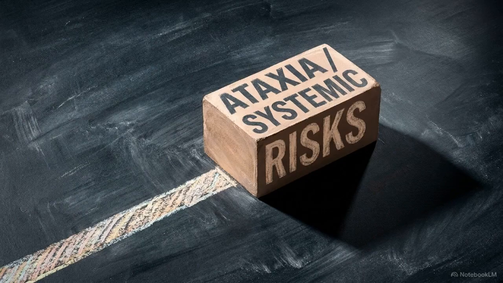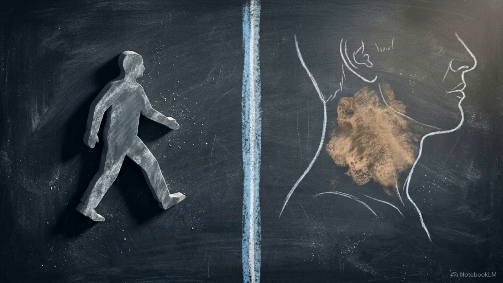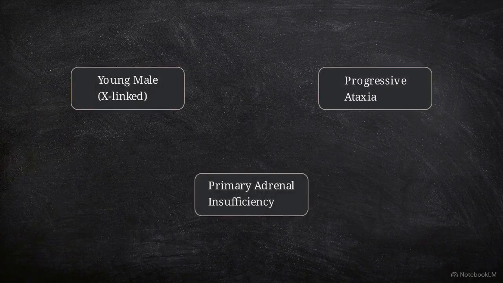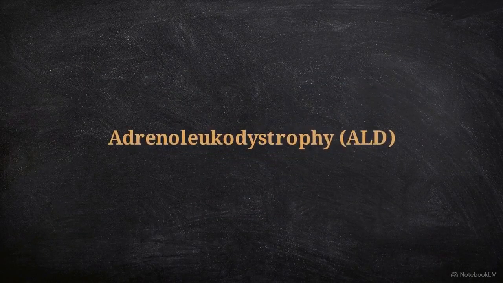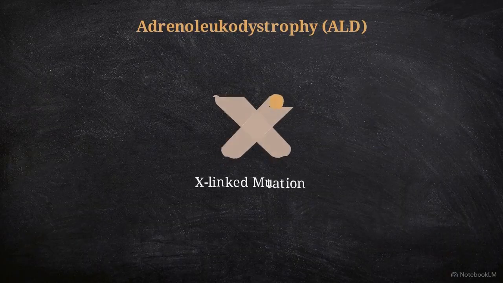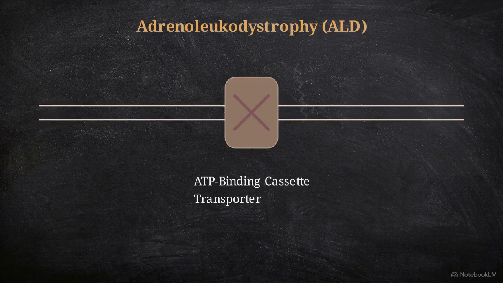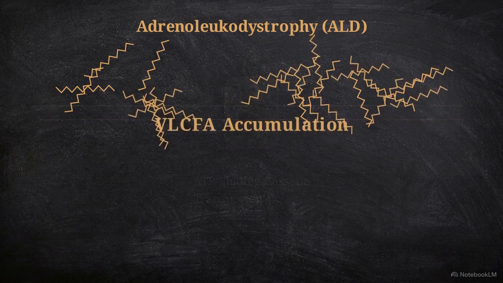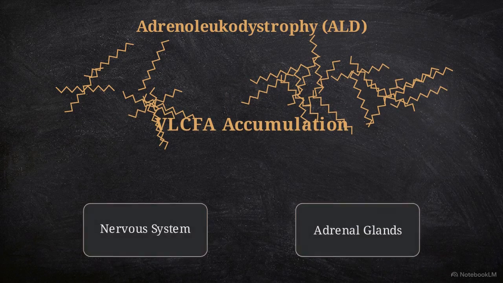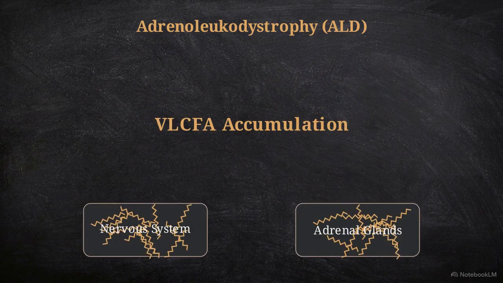Moving to the ataxia and systemic risk branches, consider a clinical triage vignette. A young male patient presents with progressive cognitive impairment, severe ataxia, and noticeable skin hyperpigmentation. This specific triad maps directly to adrenoleukodystrophy. ALD is driven by an X-linked mutation in the ATP binding cassette transporter, leading to long-chain fatty acid accumulation that damages both the nervous system and the adrenal glands.